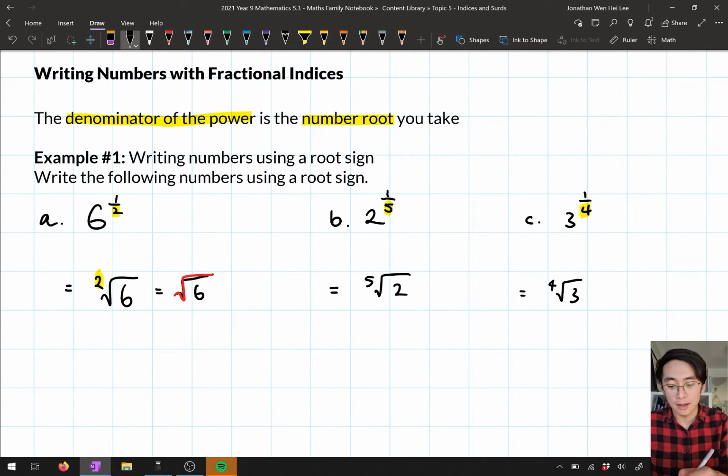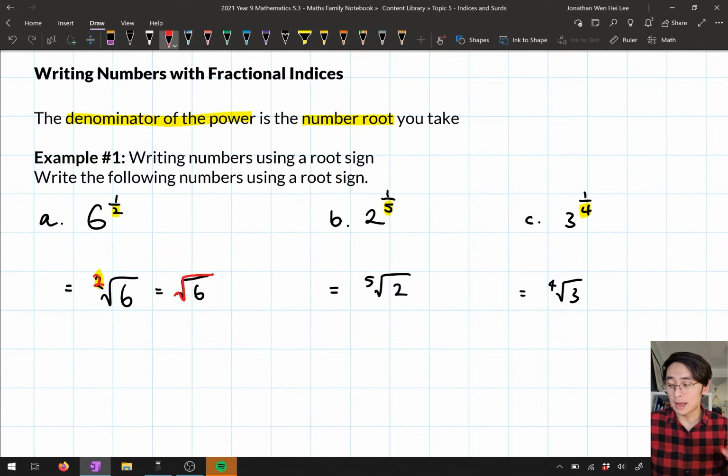So here I have the second root of 6, the 5th root of 2, the 4th root of 3. And the special case is when we have 2. So if you ever see a second root of a number, we just write that as a square root, and so we don't worry about writing that number outside. Okay, so that's it for writing the fractional indices.